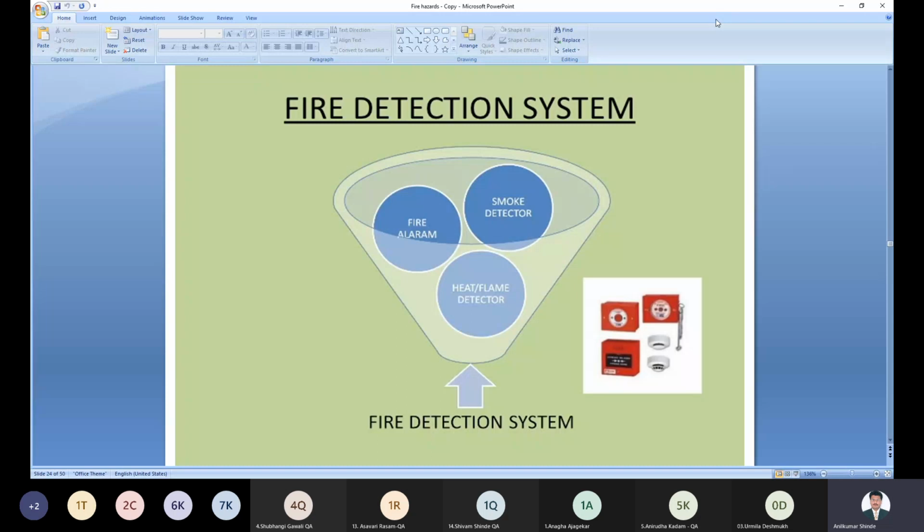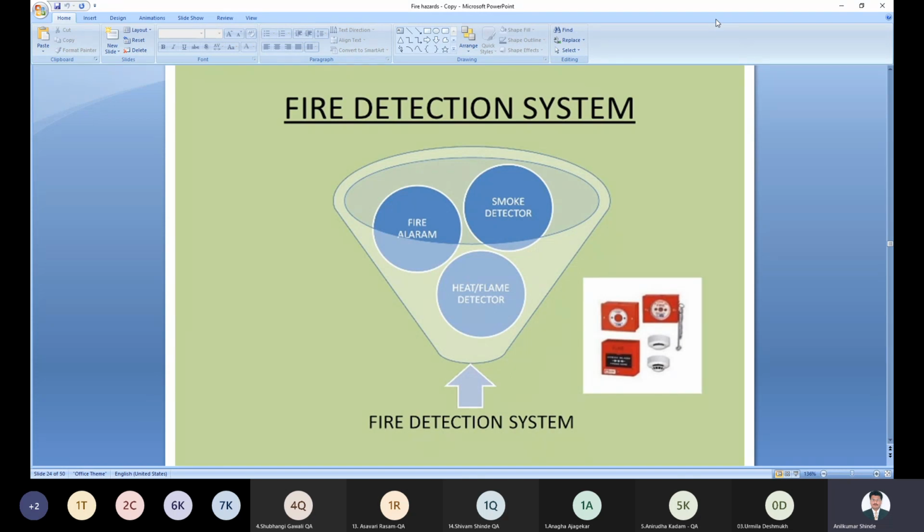Then there are fire detection systems. If a fire is there, there are smoke detectors, fire alarms, and heat and flame detectors. These pieces of equipment detect the fire. If there is a fire, you can sound the fire alarm so every employee understands that something is suddenly happening. If there is a leakage of smoke or any fumes, we can detect it with the smoke detector.